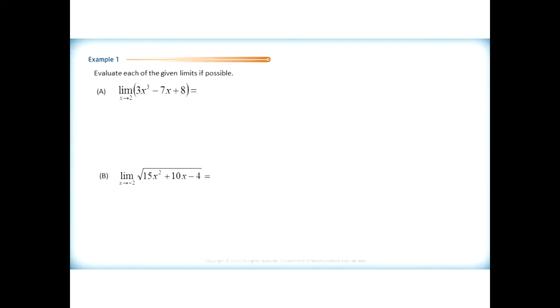So for the first one, we know it's a polynomial, so we just fill it in. So 3 times 2 cubed minus 7 times 2 plus 8. That will give us 3 times 8, which is 24, minus 14 plus 8. 24 minus 14 is 10. 10 and 8 are 18. So there you go, we've got our limit. So not much to that.